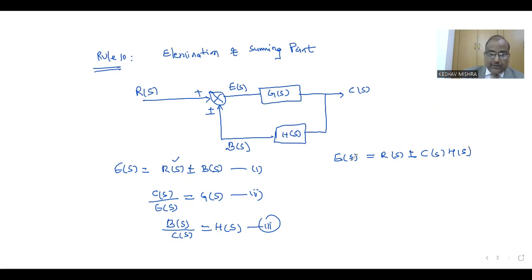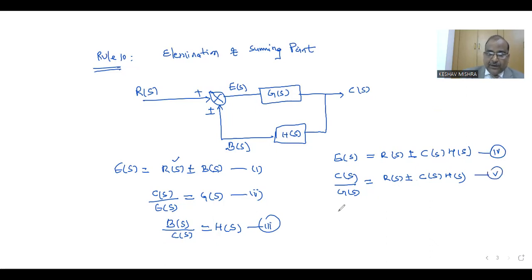This E(s) is, from equation number 2, E(s) is equal to C(s) upon G(s). So we can eliminate E(s) here. This is equal to R(s) plus or minus C(s) H(s). And from this relation, suppose this is equation 4 and this is equation 5.